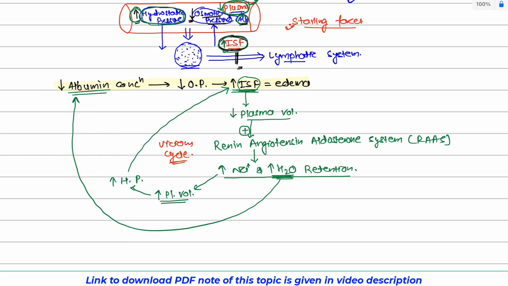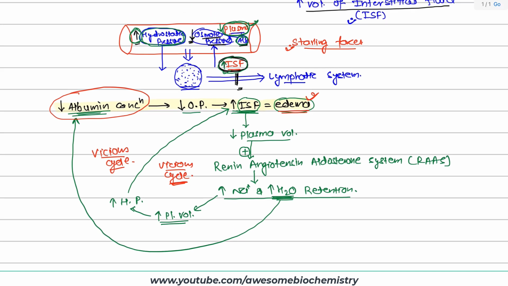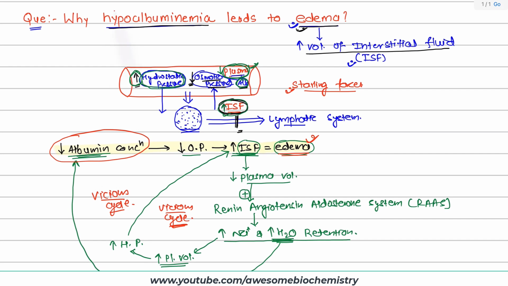And what will happen if albumin concentration is decreased? That we all know. It leads to decreased osmotic pressure and increased interstitial fluid. So it again worsens edema. So this is a second vicious cycle. So remember, decreased albumin concentration directly causes edema. Indirectly, by these two vicious cycles also, it can further worsen the edema. So now you know the complete picture of why hypoalbuminemia leads to development of edema.